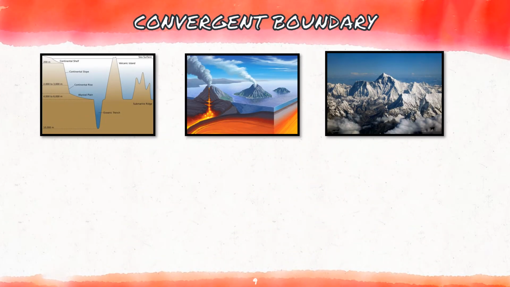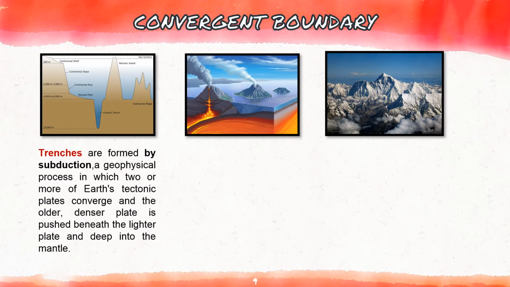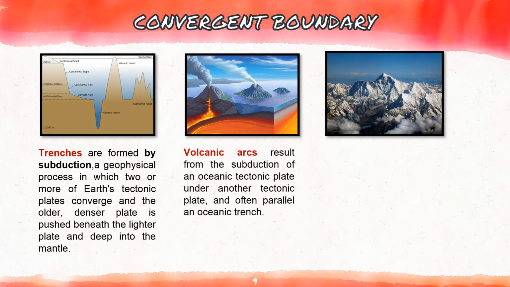Let's talk about the different land formations that happen in the convergent boundary. The first one is the trench. A trench is formed by subduction, a geological process in which two or more of Earth's tectonic plates converge, and the older, denser plate is pushed beneath the lighter plate and deep into the mantle, forming a V shape, just like shown in the picture. Another one is the volcanic arcs. It results from the subduction of an oceanic tectonic plate under another tectonic plate, and is often parallel to an oceanic trench.